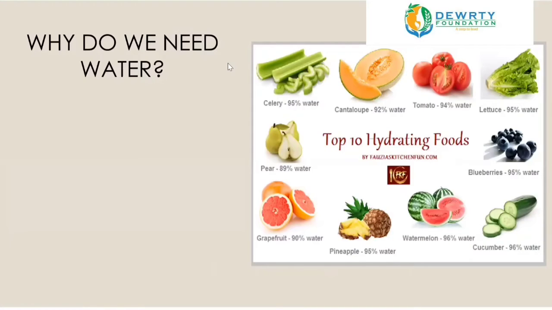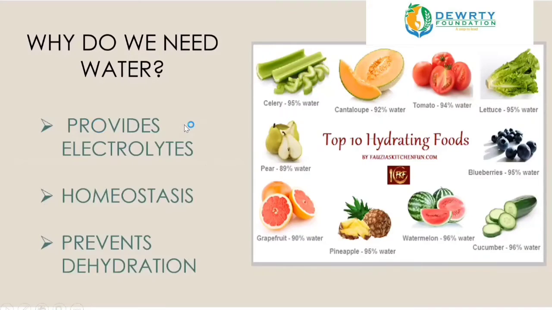Now, why do we need water? Why do we need to consume water this way, like eating fruits and vegetables? Because the main thing is they provide electrolytes, various electrolytes which are necessary for the various metabolic processes taking place in our body, the digestion, respiration process. So water provides us with all those electrolytes.